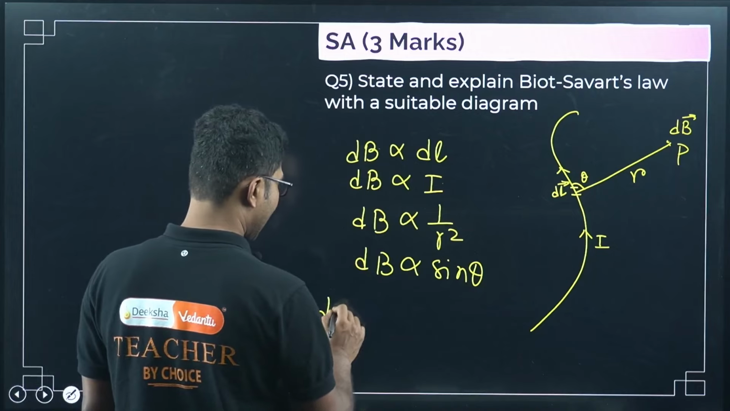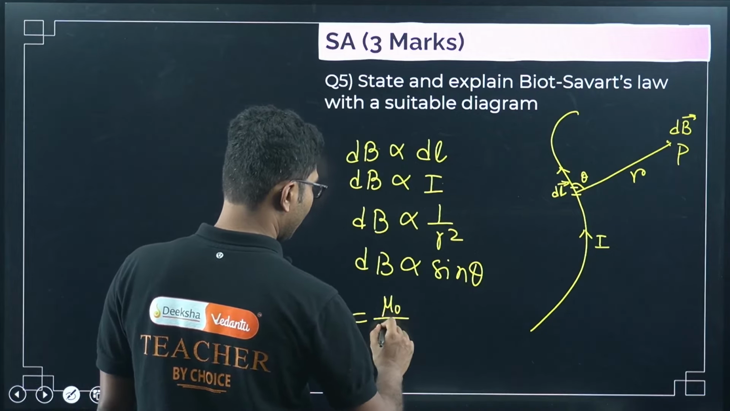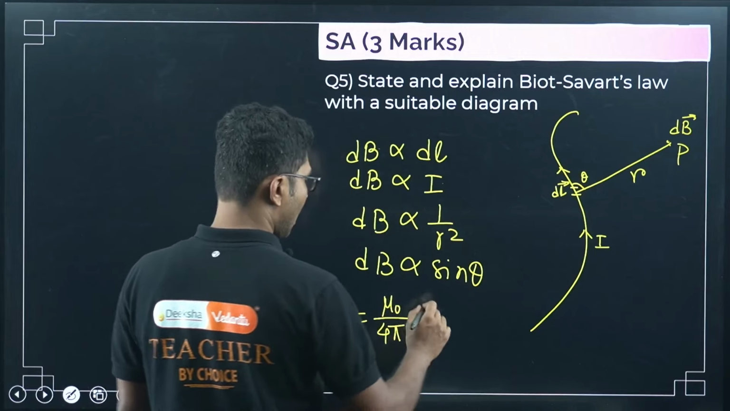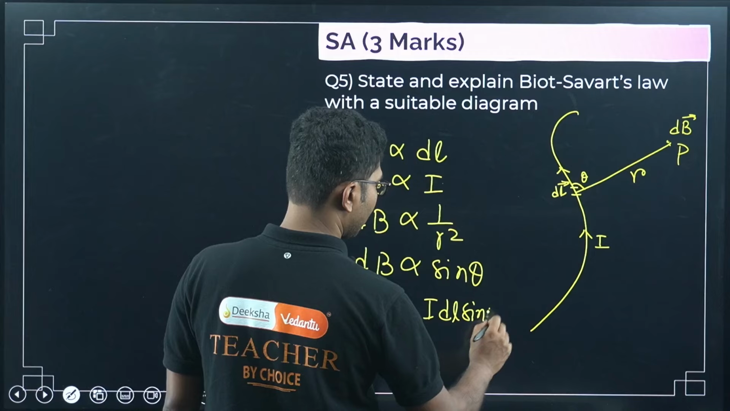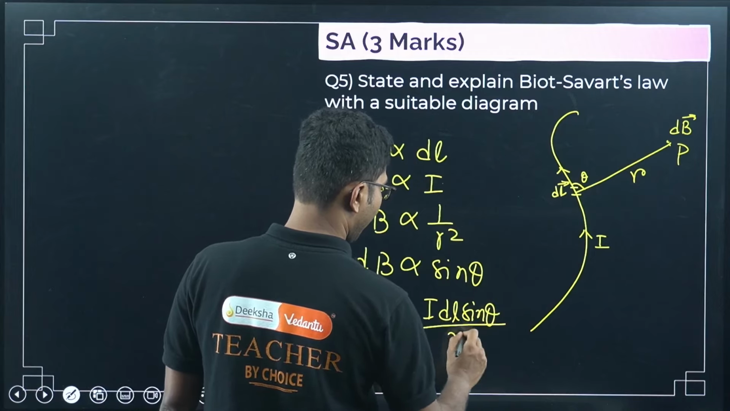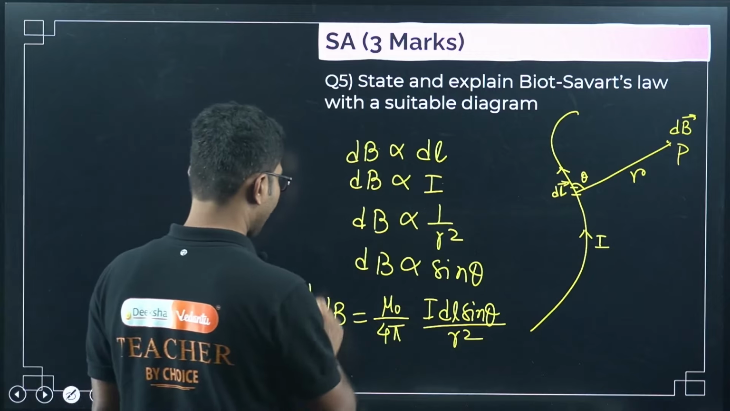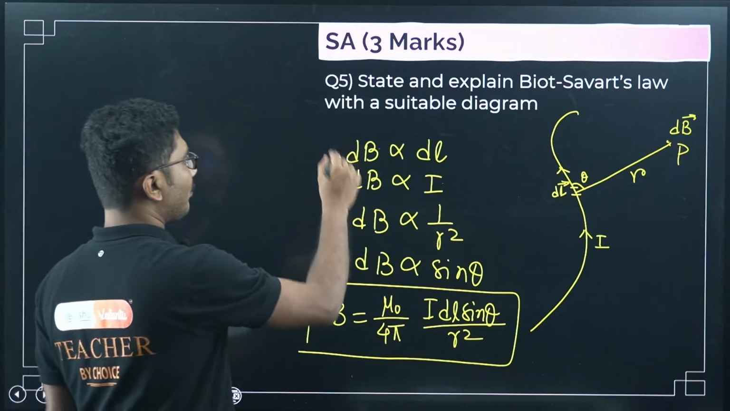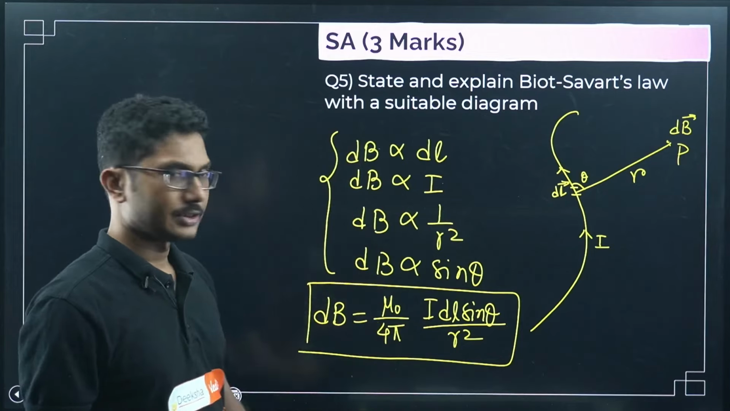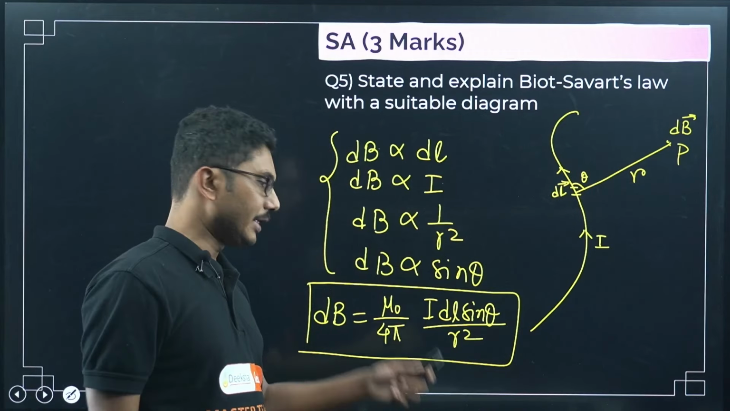Combining them, we can write dB equals mu naught by 4 pi, I dl sine theta by r square. Okay, this is the Biot-Savart's law. Since it is a 3-mark question, you have to write up to this point. Only these 4 points are sufficient along with this circuit diagram, and if you draw it, you will get full marks.